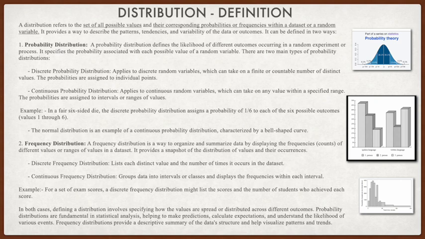Probability distributions are fundamental in statistical analysis, helping to make predictions, calculate expectations, and understand the likelihood of various events. Frequency distributions provide a descriptive summary of the data structure and help visualize patterns and trends. Types of curves.